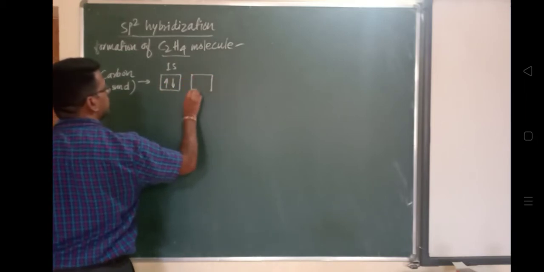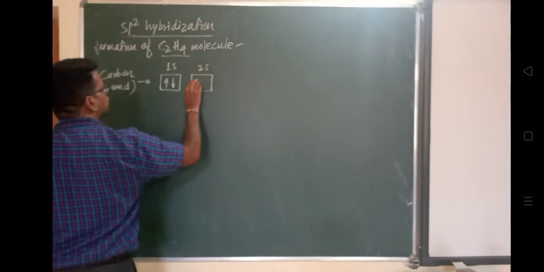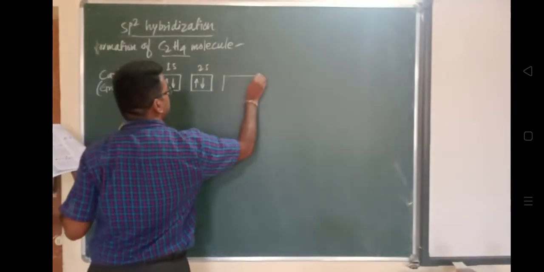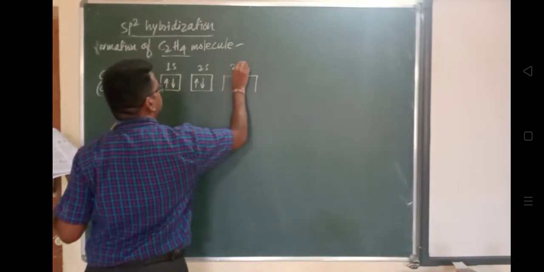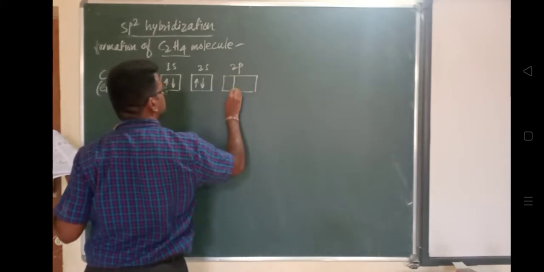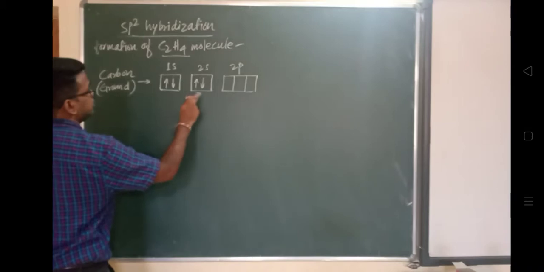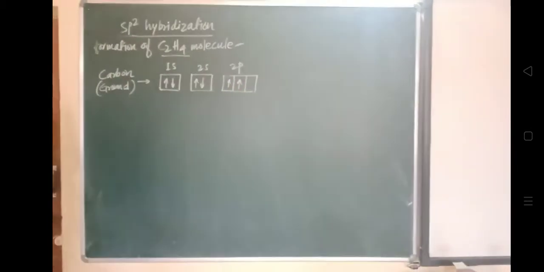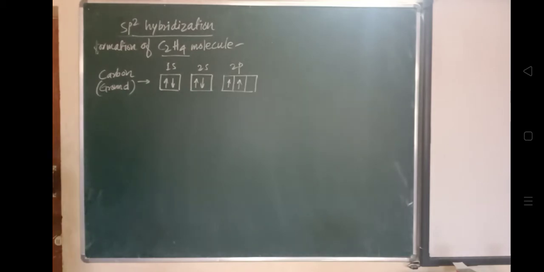In this way, this is the arrangement in the ground state. So what will happen in the excited state? We have already drawn it. In the excited state, one of the electrons from the 2s orbital will move, and the 1s will remain as it is.